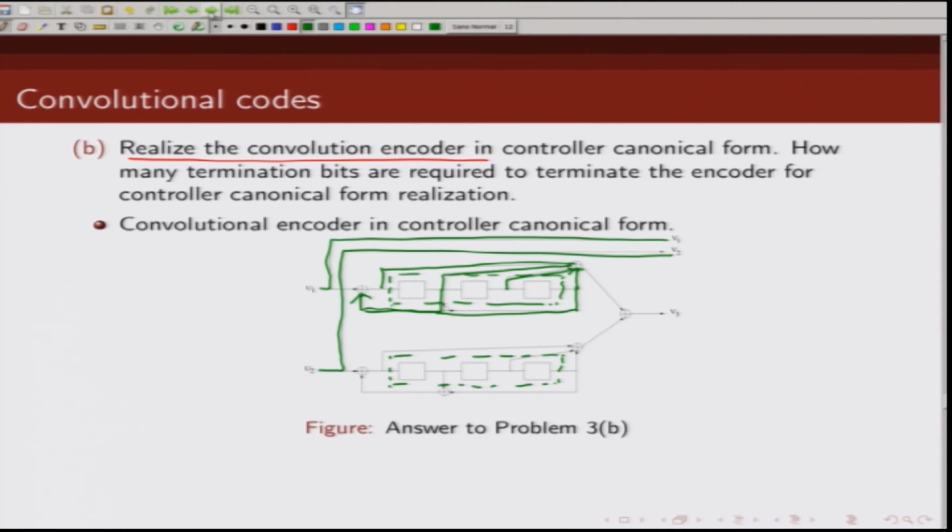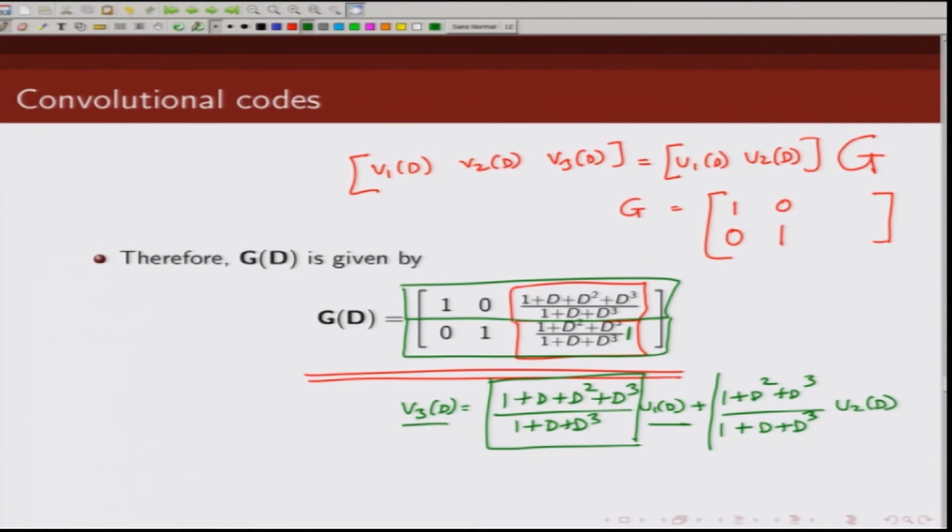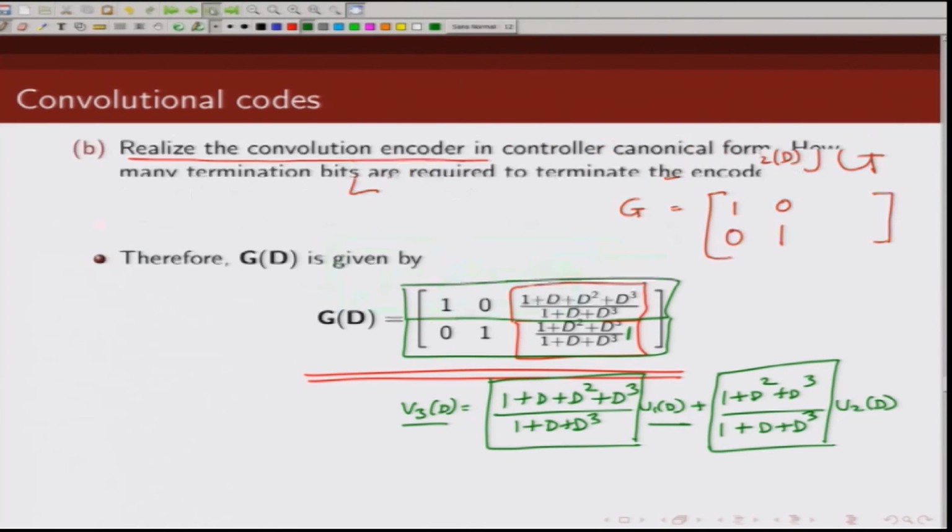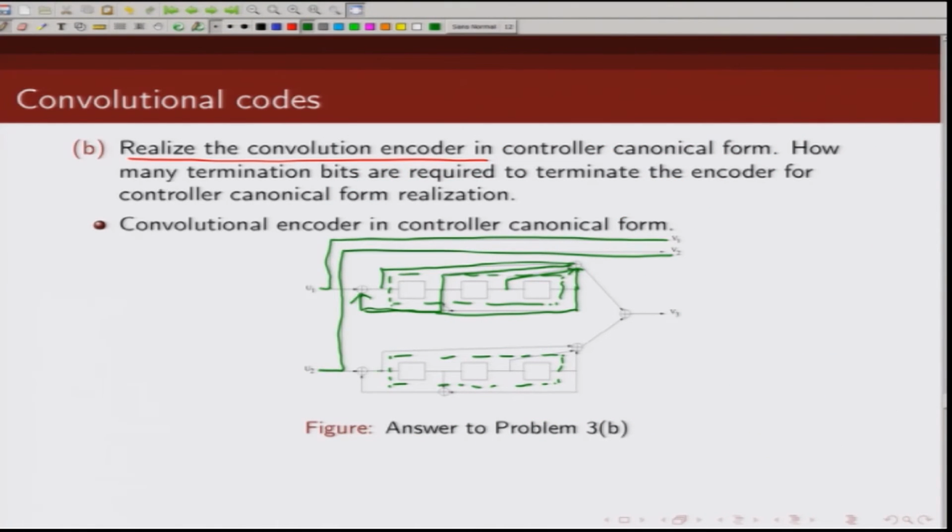So, this part is implemented. Next is this. Following the same procedure, we can find out the mapping between U2d and V3d. The feed forward connections are 1, d square and d cube. So, then this is 1, this is d, no connection, d square is this, and d cube is this.